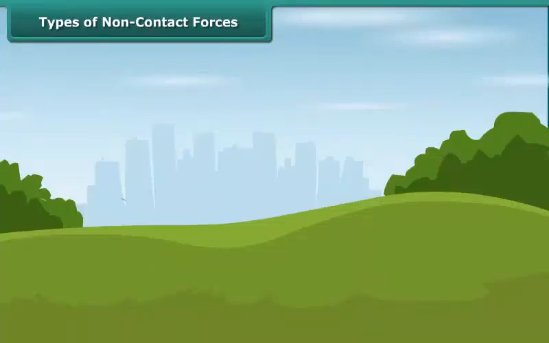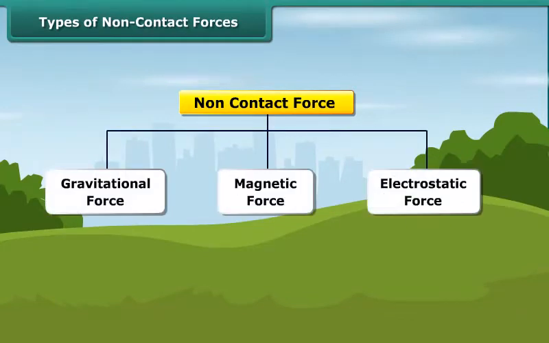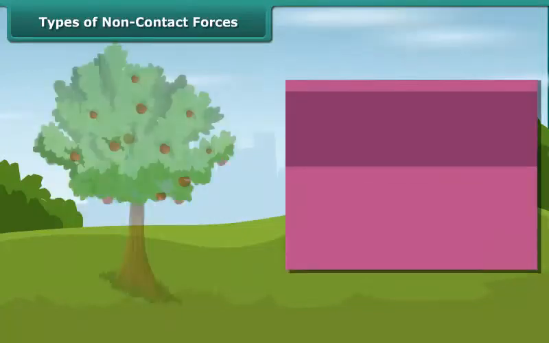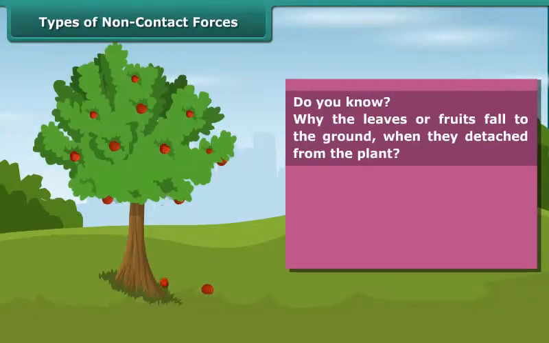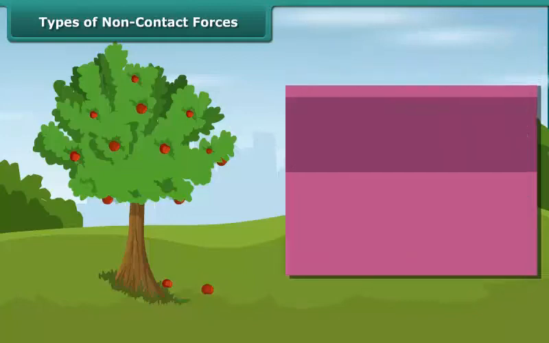Types of non-contact forces. The types of non-contact forces are gravitational force, magnetic force, and electrostatic force. Do you know why the leaves of fruits fall to the ground when they're detached from the plant? This is because of gravitational force. The force due to Earth's attraction is called the gravitational force. This is an example of non-contact force.